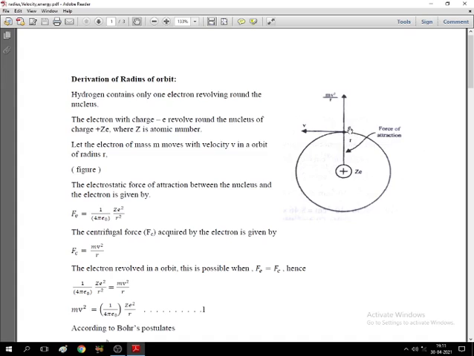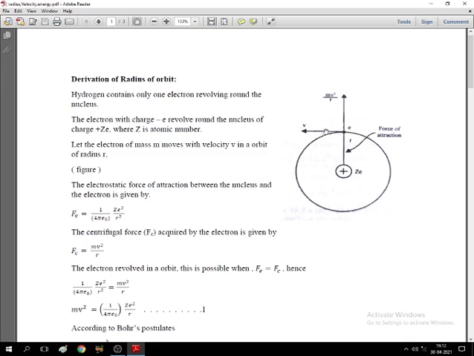Now let us consider the charge of the electron is -e and that of the nucleus will be +Ze, where Z is the atomic number, right? Now let us consider the mass of the electron which is moving around the nucleus is small m and it is moving with velocity v in an orbit of radius r. Now this is the radius r, its tangential velocity is v and this is the electron, here is the electron.